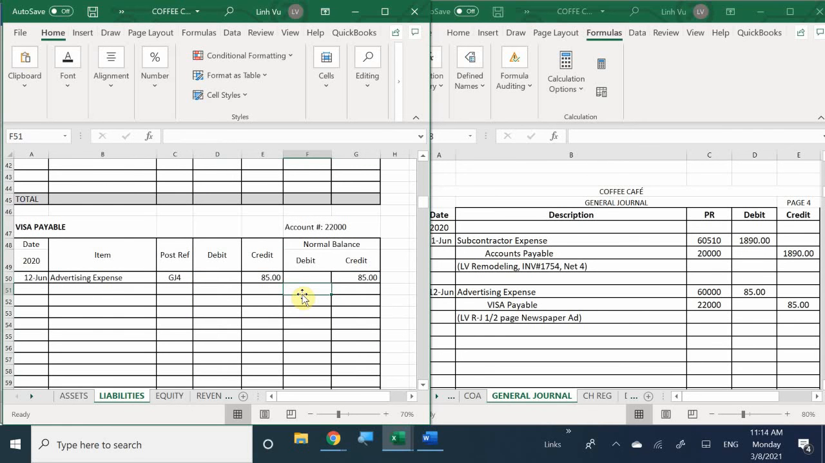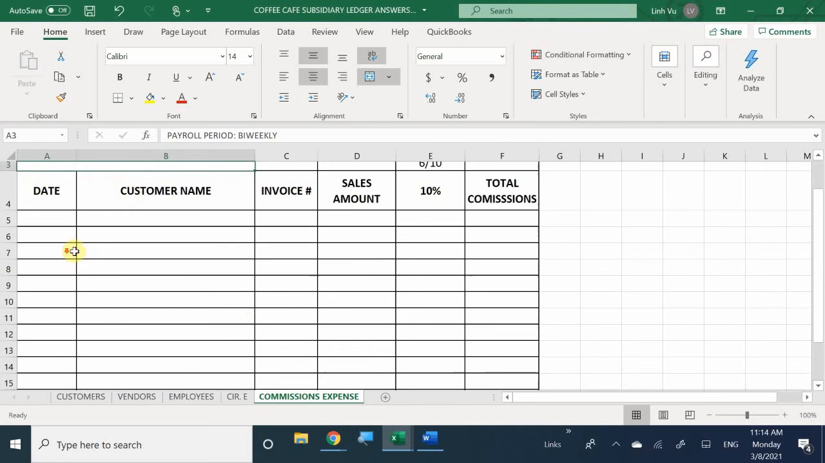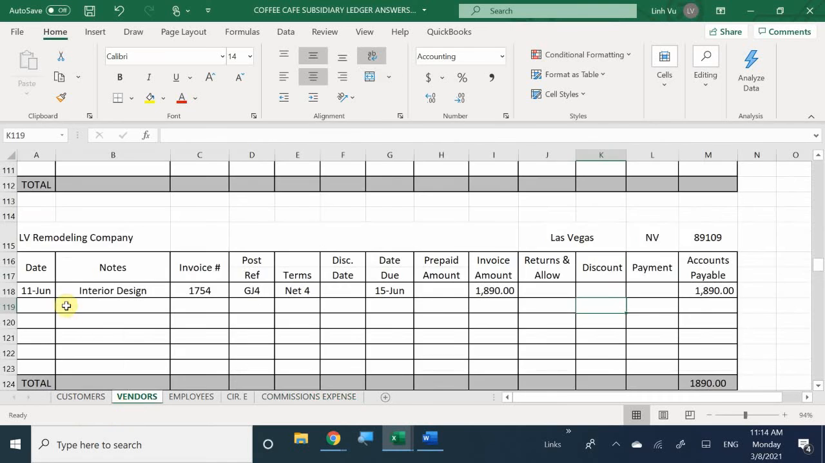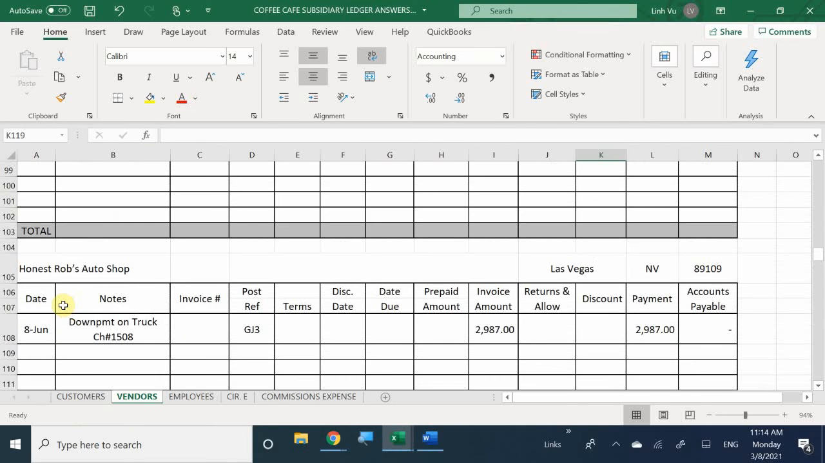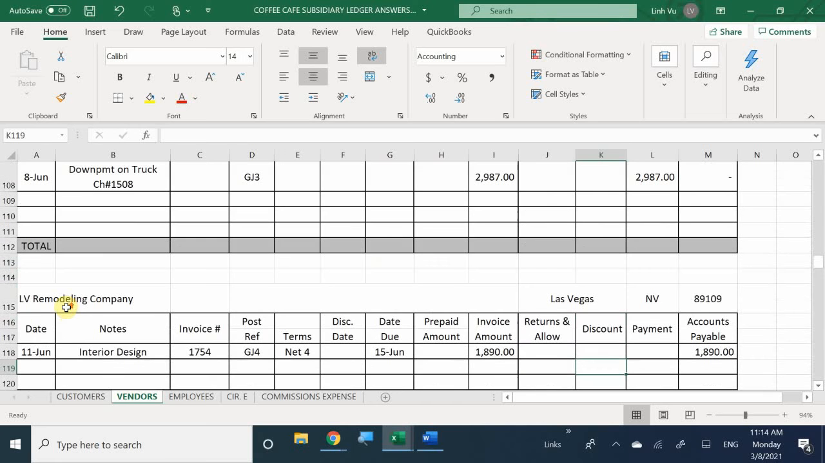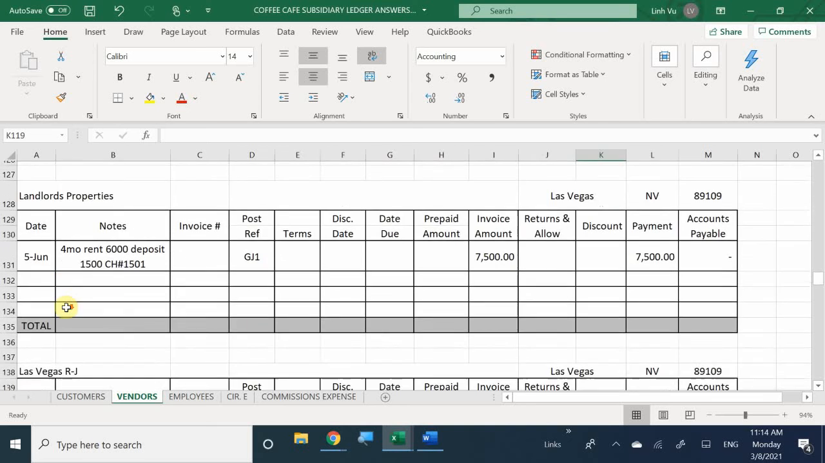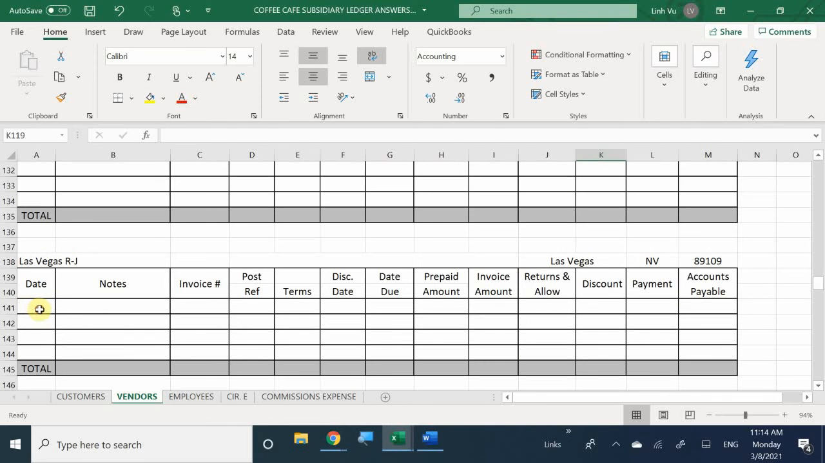So now I'm going to go ahead and go to my subsidiary ledger. Since I finished my journal, I finished my general ledger, so I'm going to go ahead and update my subsidiary ledger. So here I'm going to go straight to my vendors, and I'm going to locate my LVRJ. Okay, I have LV remodeling right here, and right underneath it is landlords. Here you go, Las Vegas RJ.